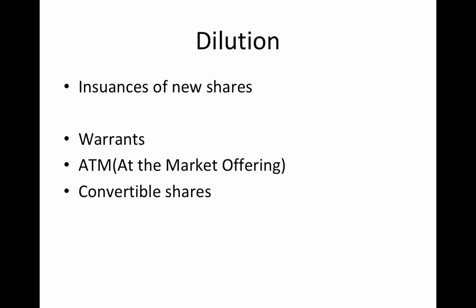Now, we have 3 main things we're looking for in filings, and that's another topic for another video. But the main things we're going to be looking at are warrants, ATMs, and convertible shares. Those 3 are the most common things you're going to see regarding dilution. Basically shares that can hit the market, not at any given time, but if they're there, they can hit the market at any time.